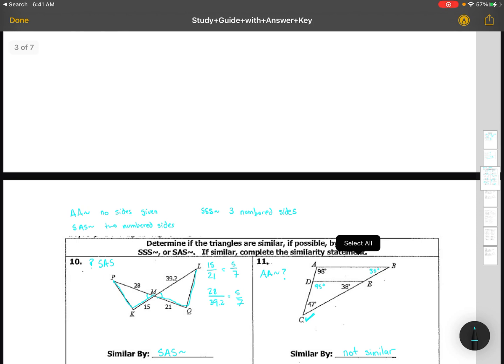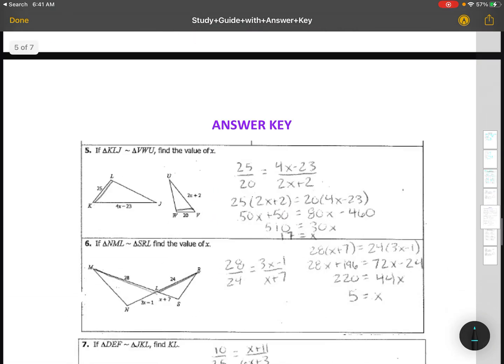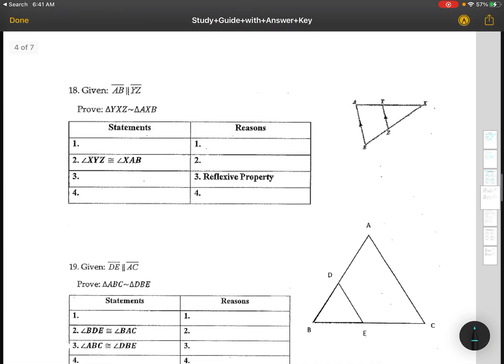All right, so that's how we justify similarity. It is, again, based on the number of sides that you are given. No sides given means angle angle. 2 sides given means side angle side. 3 sides given means check for side side side. So the last thing is a couple of proofs.